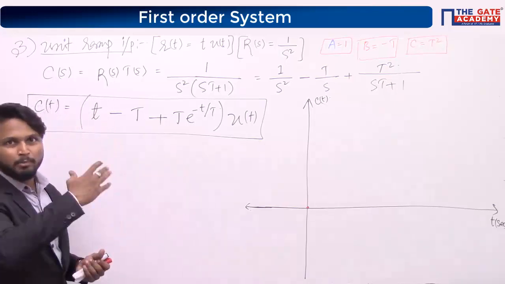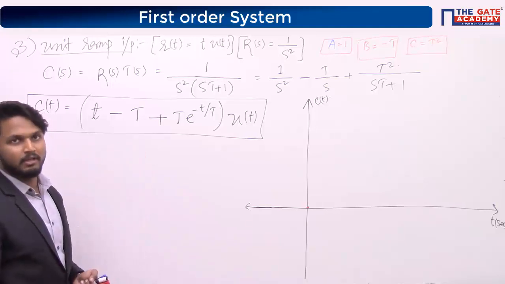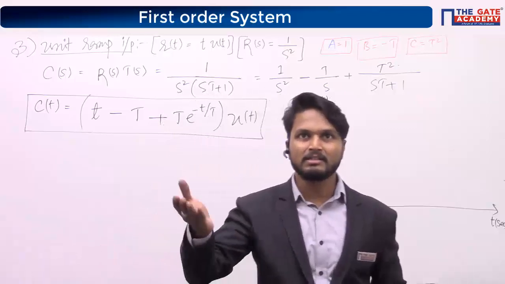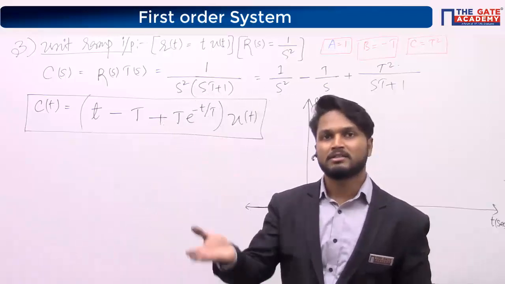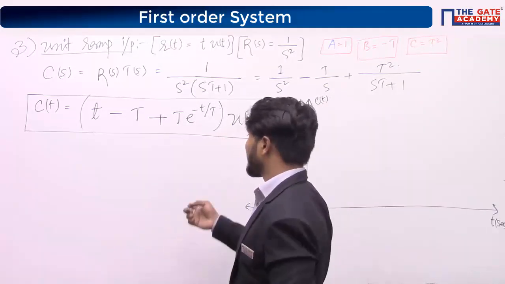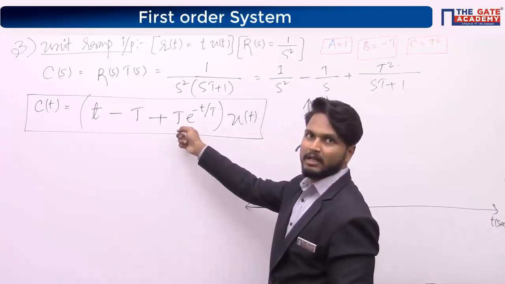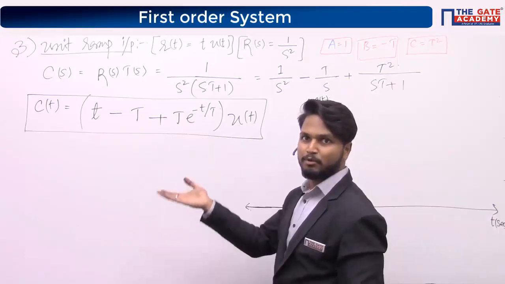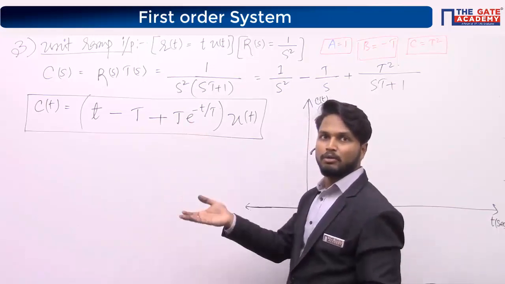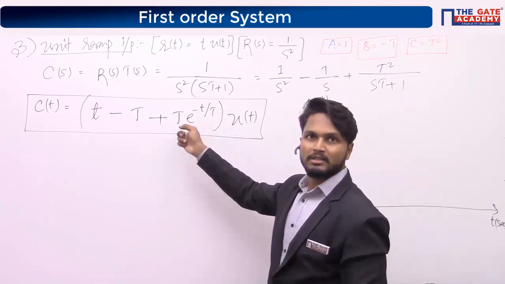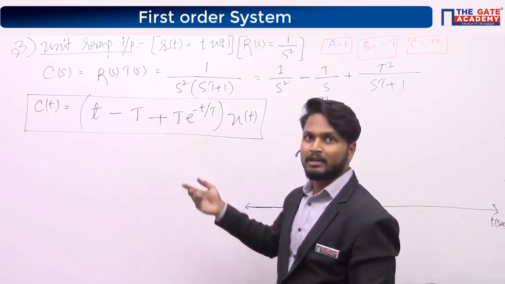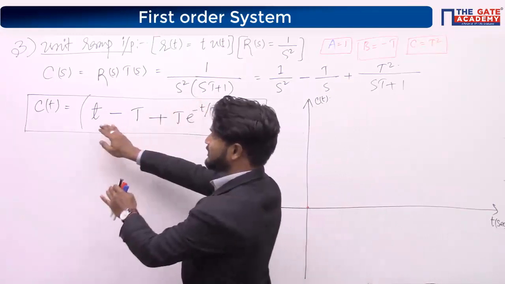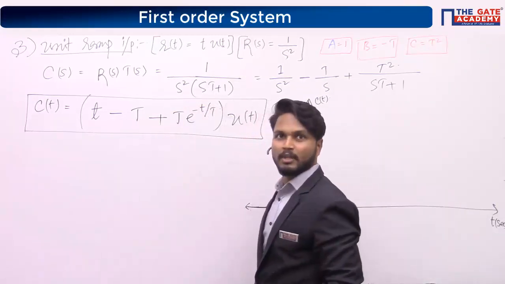So now look at this. See, as t approaches infinity, as t becomes large, as time increases, what happens to this term? This term will die out to 0 or not? As time approaches a large value, what happens to this? This term will die out to 0, right? So if this term dies out to 0, what is left? The only thing left is t minus t, right?